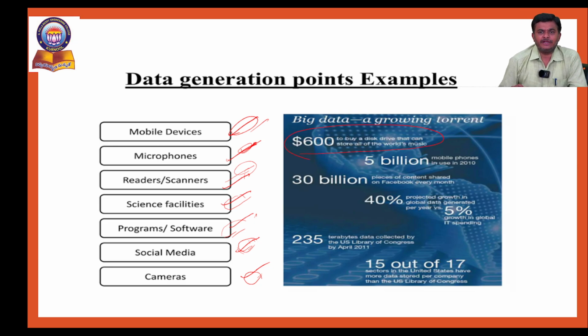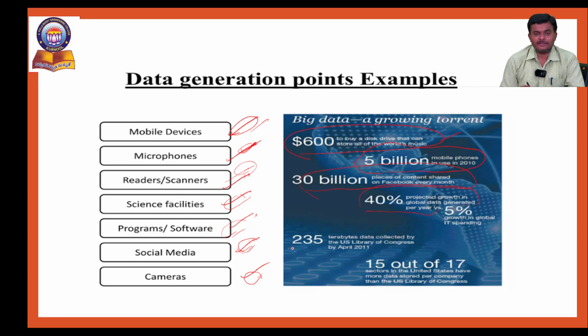Big data, a growing torrent. $600 to buy a disk drive that can store all of the world's music. So that is how much large amounts of data is available, you can assume. Next, 5 billion mobile phones were used in 2010. 30 billion pieces of content shared on Facebook every month. 40% projected growth in global data generated per year. Then 5% growth in global IT spending.